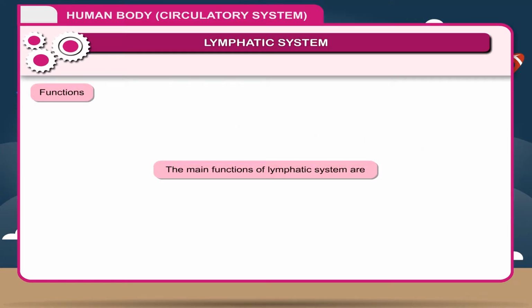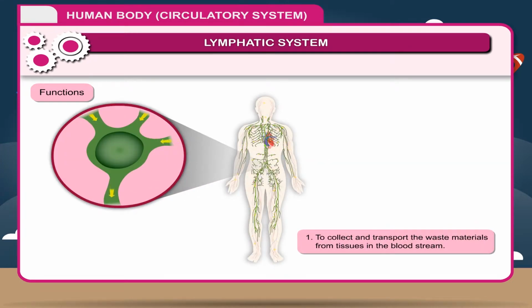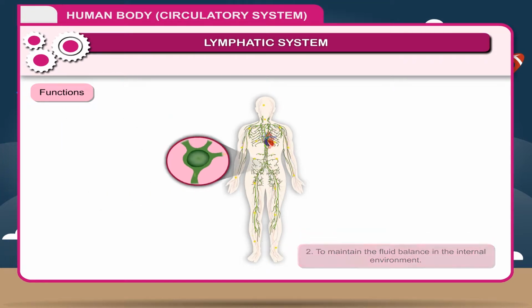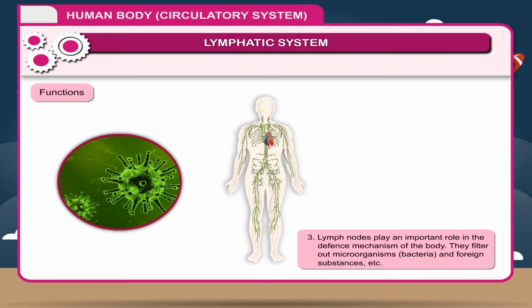Functions. The main functions of lymphatic system are: 1. To collect and transport the waste materials from tissues in the bloodstream. 2. To maintain the fluid balance in the internal environment. 3. Lymph nodes play an important role in the defense mechanism of the body. They filter out microorganisms, bacteria, and foreign substances, etc.